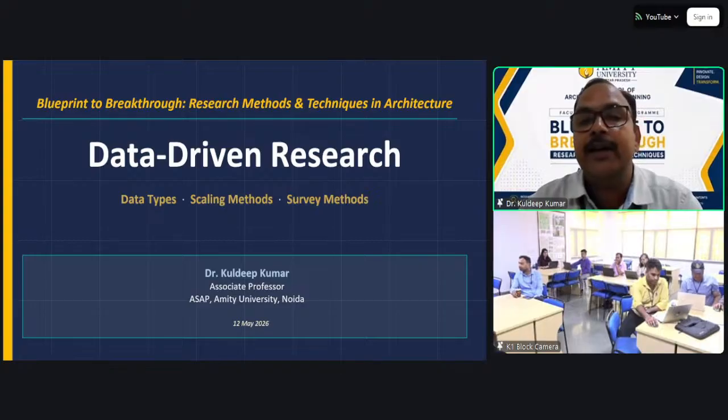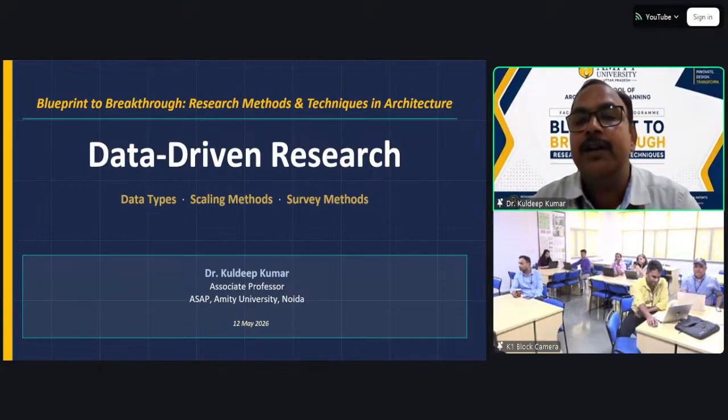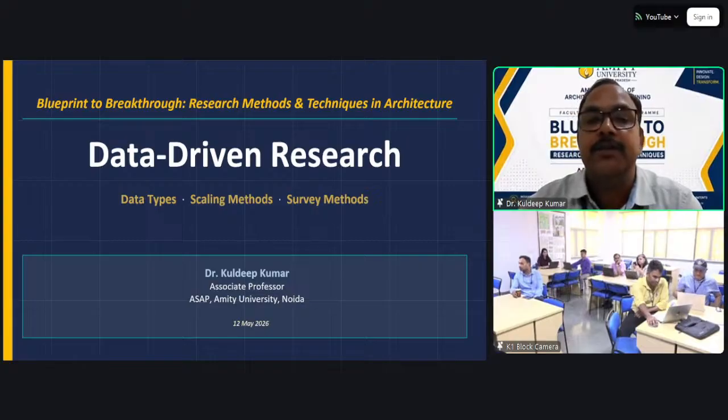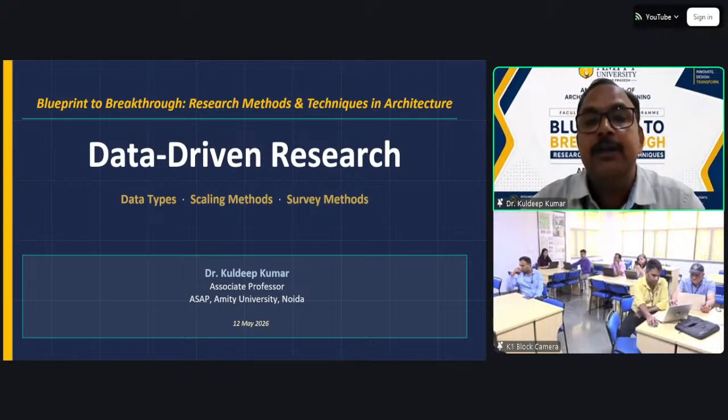Before any architectural researcher goes from blueprint to breakthrough, they need to answer one foundational question: what kind of data am I working with, and how do I collect it properly? So today's session is called data-driven research, that is data types, scaling, and survey methods. These three terms are the backbone of any empirical research in architecture, and it's very important to understand them. So let's begin.